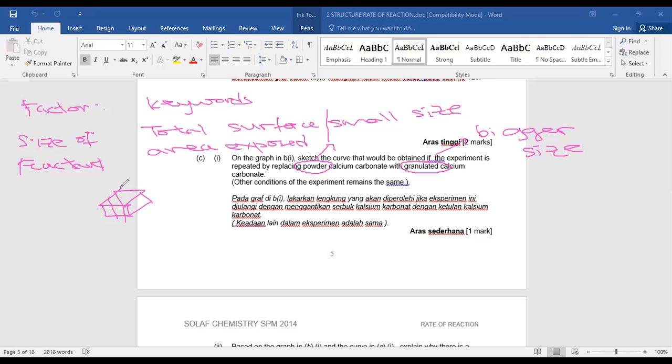If you cut this to smaller pieces, then you are actually increasing the total surface area exposed. Therefore, when the size is small, the total surface area exposed is larger. When the size is bigger, the total surface area exposed is smaller. And it tells us that when we use a bigger size, we have a lower rate of reaction. Now, this question wants us to sketch the curve obtained when we replace it with granulated calcium carbonate. So what can we do now?